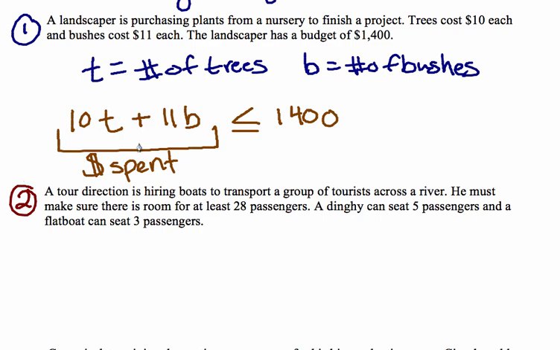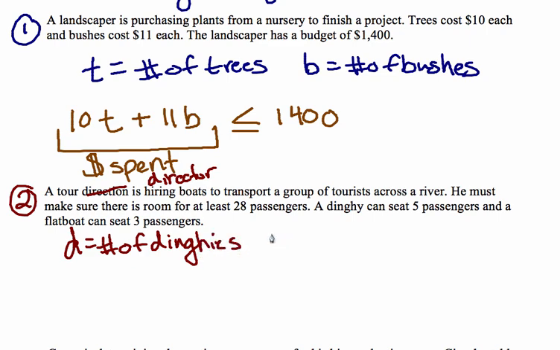Our second example says that a tour director, someone who is organizing a tour, is hiring boats to transport a group of tourists across a river. He must make sure there is room for at least 28 passengers. A dinghy can seat 5 passengers and a flatboat can seat 3 passengers. So we know that a dinghy can seat 5 passengers. So we'll say D is the number of dinghies used. I guess when you pluralize dinghy, it goes IES. And let's call F the number of flatboats that are used.